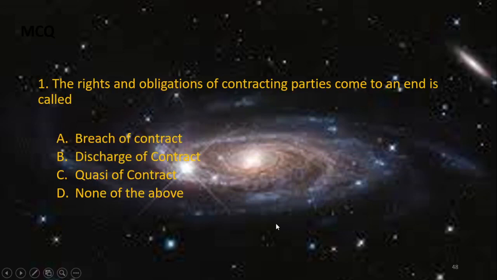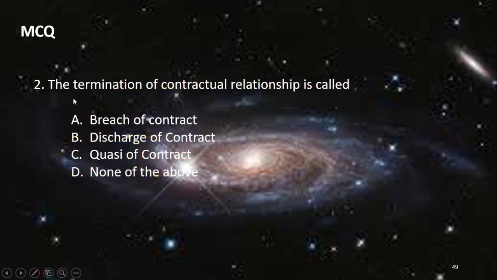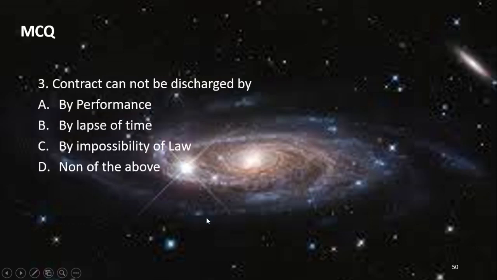Let us see some questions to check your understanding. The rights and obligations of the contracting parties coming to an end is called breach of contract, discharge of contract, quasi-contract, or none of the above. I hope you are able to guess the answer. That is B, discharge of contract. The termination of contractual relationship is called breach of contract, discharge of contract, quasi-contract, none of the above. Thus, the answer is B, discharge of contract.